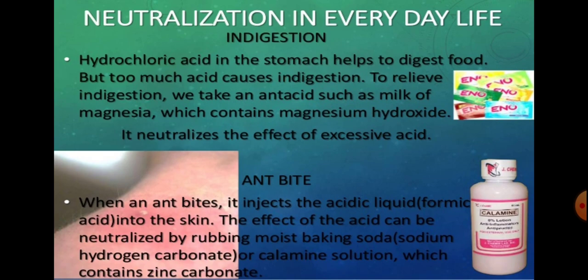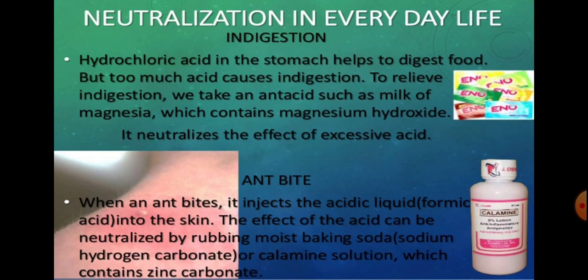First one is indigestion. Our stomach produces hydrochloric acid, and hydrochloric acid helps in digesting our food without harming the stomach. Sometimes excess hydrochloric acid is produced in the stomach due to various reasons, such as overeating or eating spicy food. The excess acid in the stomach causes indigestion, which produces pain and irritation. The person is also said to be suffering from acidity.